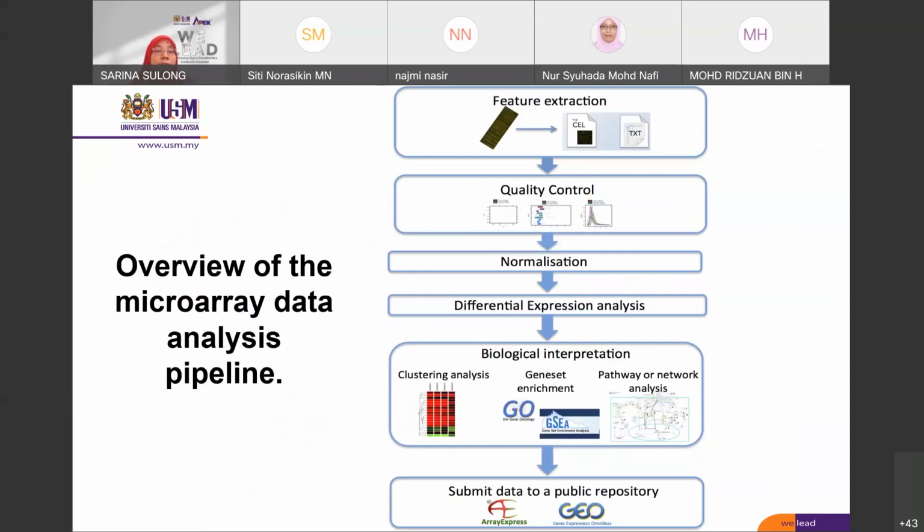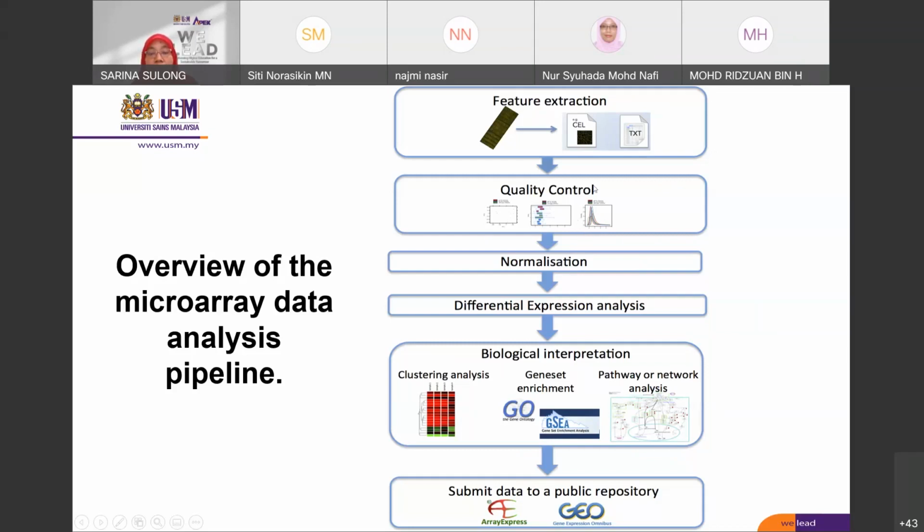So this slide shows the overview of the microarray data pipeline. This is the feature extraction that I did mention just now, where you scan your chip and then convert the image into quantifiable or computable data, normally saved as a CEL file or text file. Then you can do the quality control, checking whether your samples pass the quality control or not.